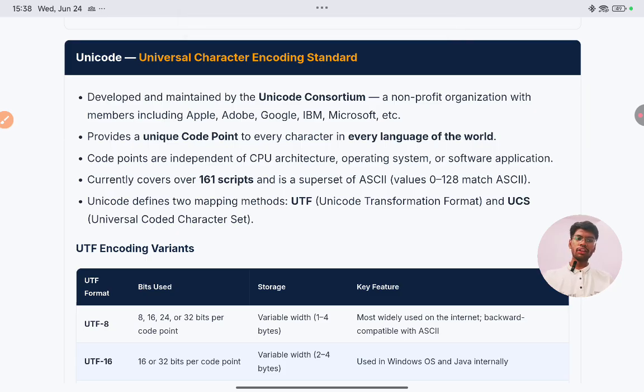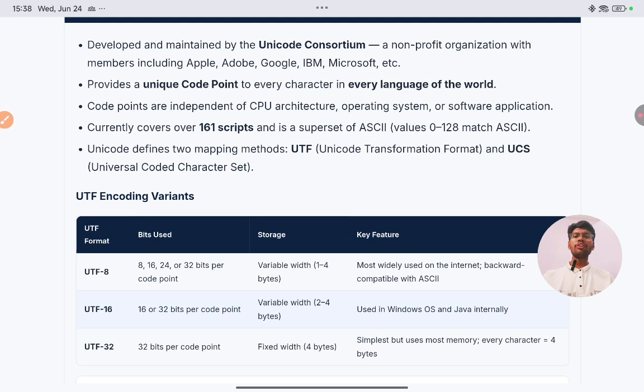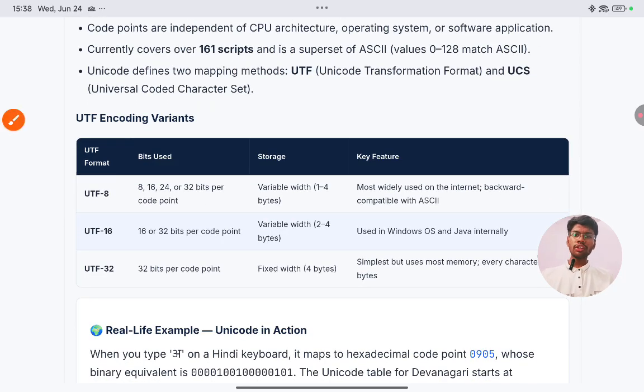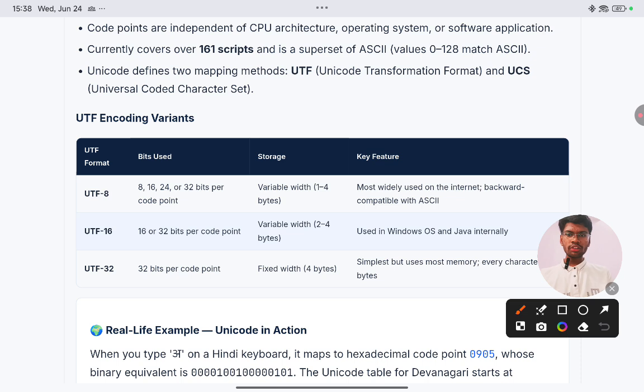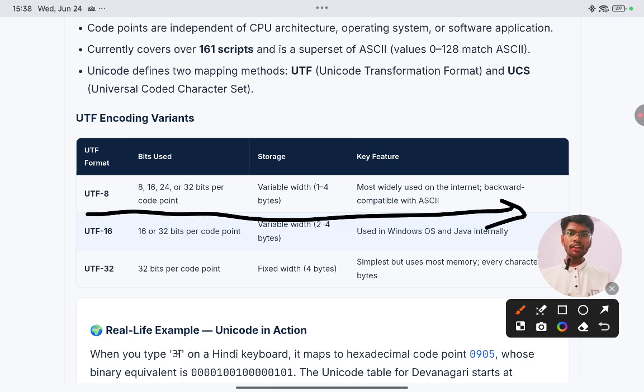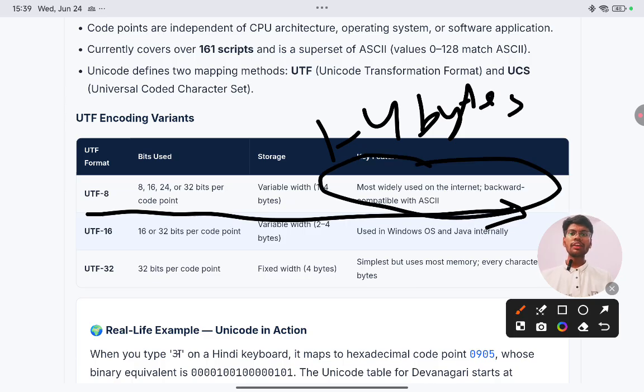That is Unicode Transformation Format. This UCS, Universal Character Set, we don't have. So what is UTF-8 basically? The bits used in UTF-8 are 8, 16, 24, or 32 bits per code point. It is variable, taking 1 to 4 bytes. It is mostly used on the internet, and backward compatibility with ASCII is a feature.